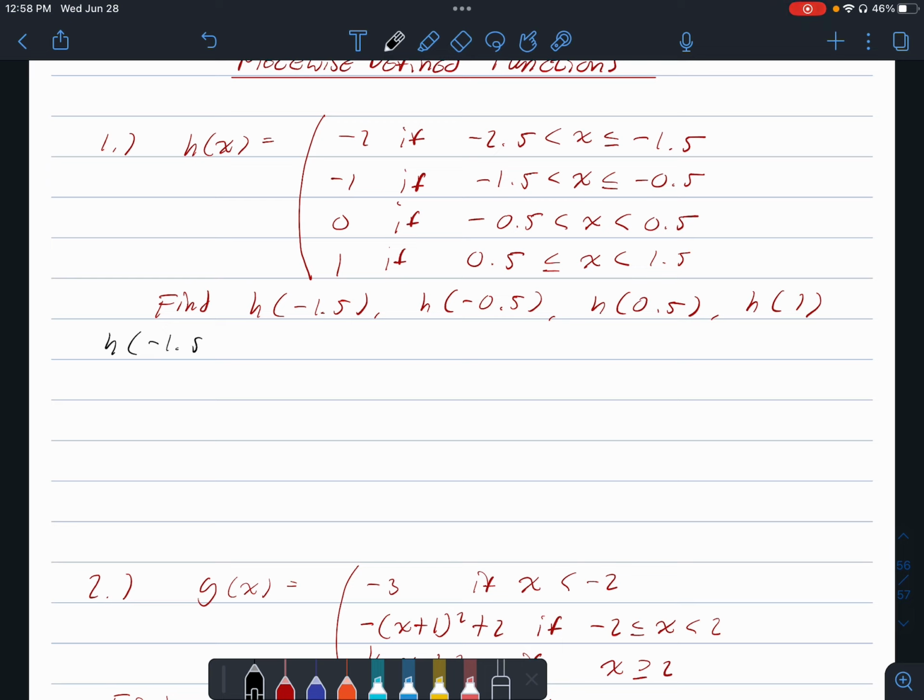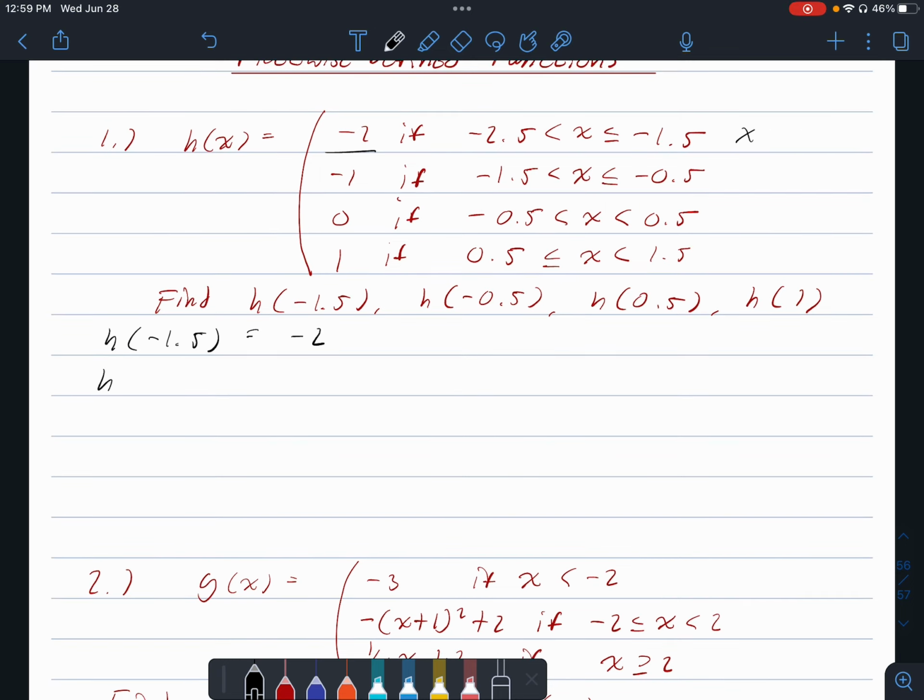So first, let's check h of -1.5. Let's just check over here and see which of these intervals it falls into. -1.5 is going to fall in the first interval, because this interval is from -2.5 to -1.5 included, meaning we're including the point -1.5. We also know that h of x is -2 if it's in that interval. So h of -1.5 is -2.